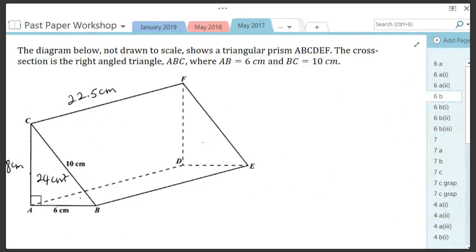Okay, 588 centimeters squared is the correct answer. Well done, Emmanuel. Now, once we work out this, that's the end of the class.